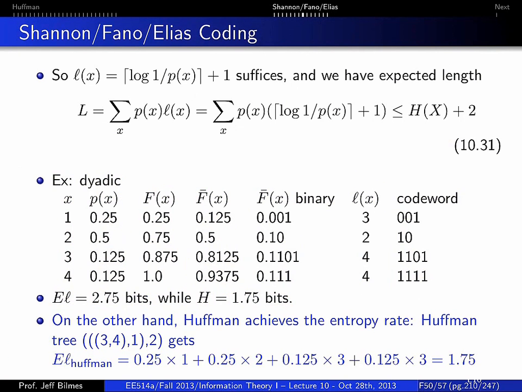The Huffman code, on the other hand, in this particular case, uses this Huffman tree where we first merged 3 and 4, and then we merged the result of merging 3 and 4 with 1, and then we merged the result of that with 2. That gets an expected length of 1.75, which is the same as the entropy. So obviously the Shannon code is not doing anywhere close to as well as Huffman.